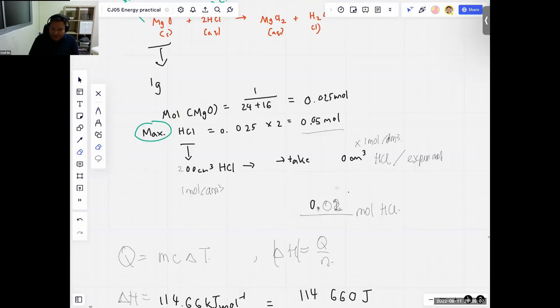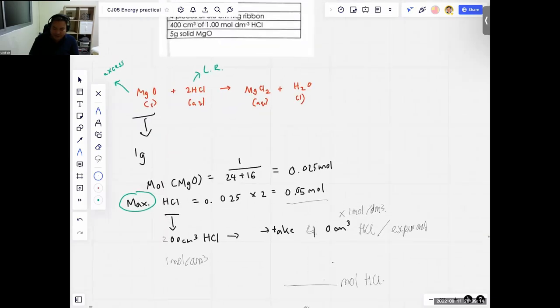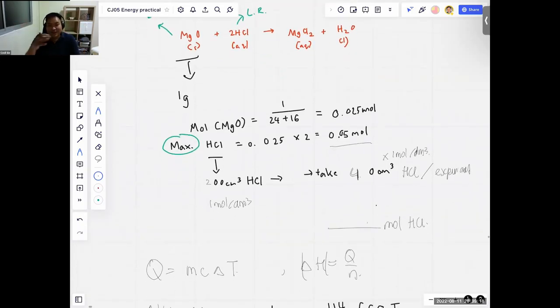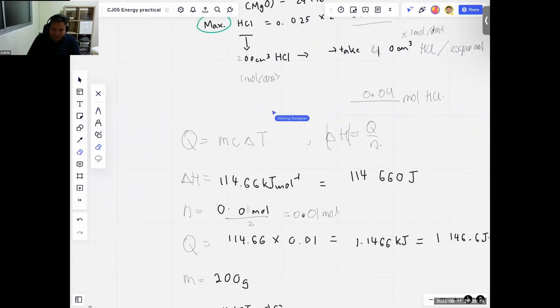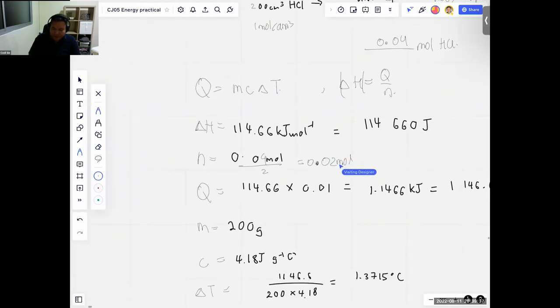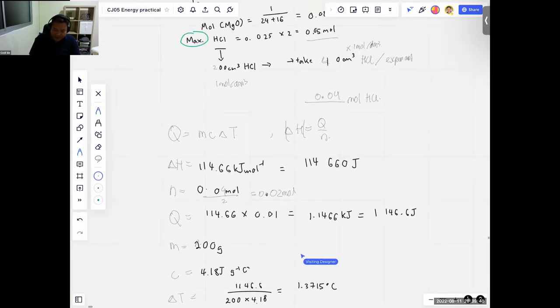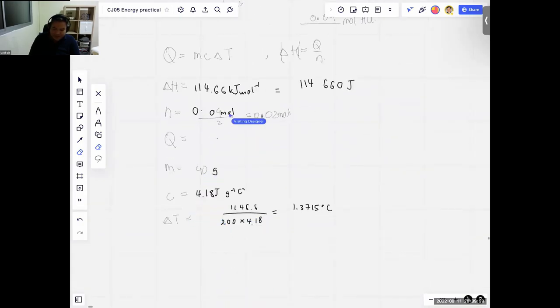So we take 40. Yeah. We take 40 cm cube. 40 cm cube, that means you can do 5 experiments. You can even do 6 because you have 300. So 0.04 mole, yeah? Then you get 0.04 divided by 2, which is 0.02 mole. But the mass is not going to be 200 gram. How many gram here? 40. 40 gram. Then which one gets affected? Delta H not affected. The Q affected. C not affected. Then the temperature also affected.